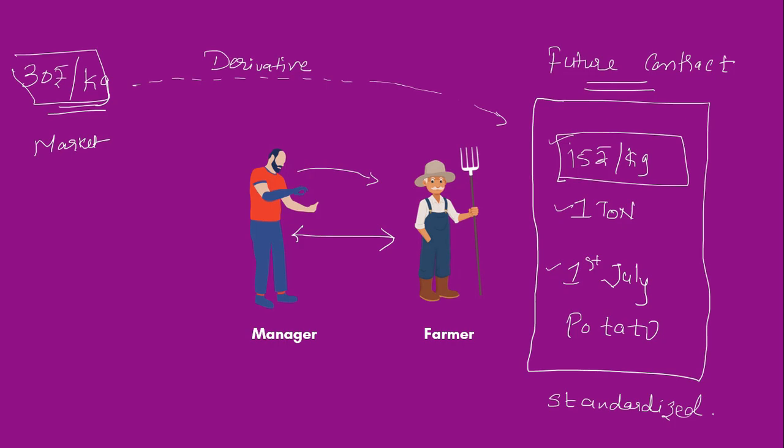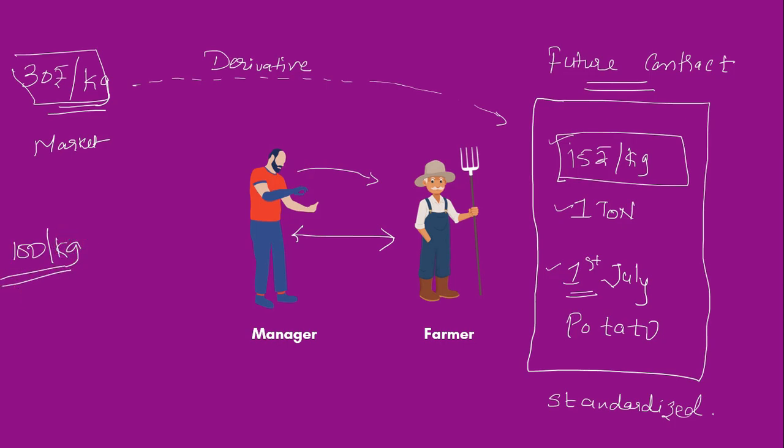That means on 1st of July, neither a manager can make any excuse nor a farmer can make any excuse. They have to deliver what they have promised. And remember, on 1st of July the price will also not change. The price will stay at 15 rupees per kg only. Say today the price in the big bazaar is 30 rupees per kg. However, on 1st of July when they meet, the price goes to say 100 rupees per kg.